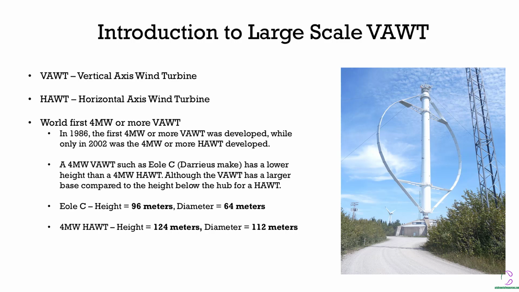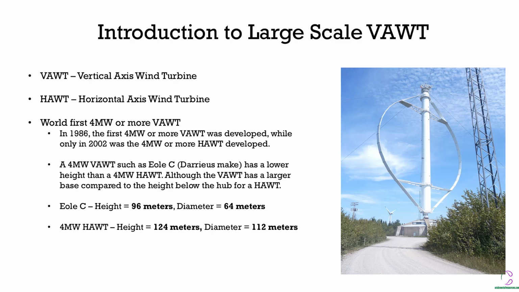So in 1986, a 4 megawatt VAWT was developed and tested, called the EOLE C. It was not until 2002 that we had an actual 4 megawatt or larger horizontal axis wind turbine. So we see that vertical axis wind turbines were developed long before horizontal axis wind turbines. The reason for this slow pace in technology development is a subject for further discussion.